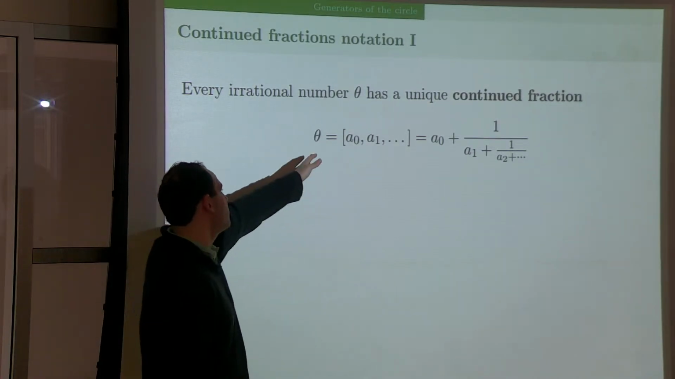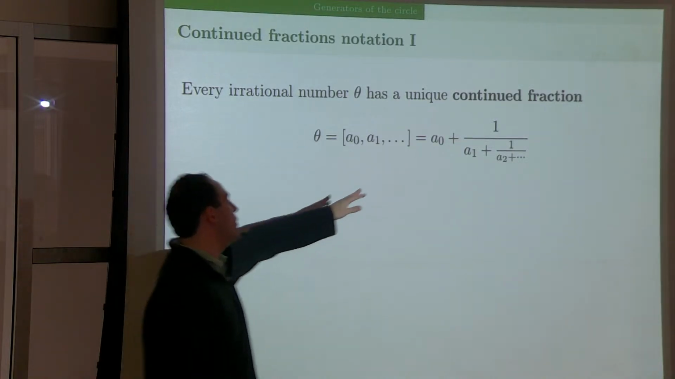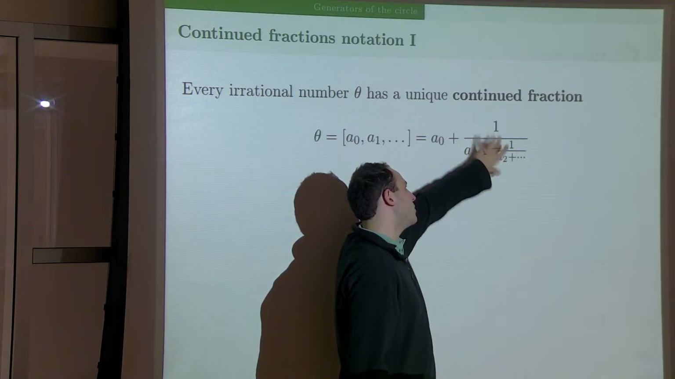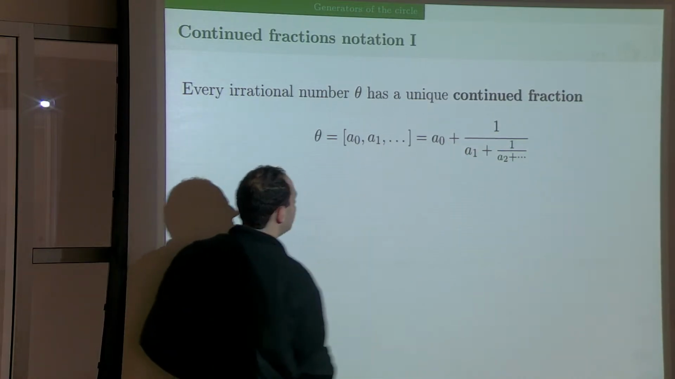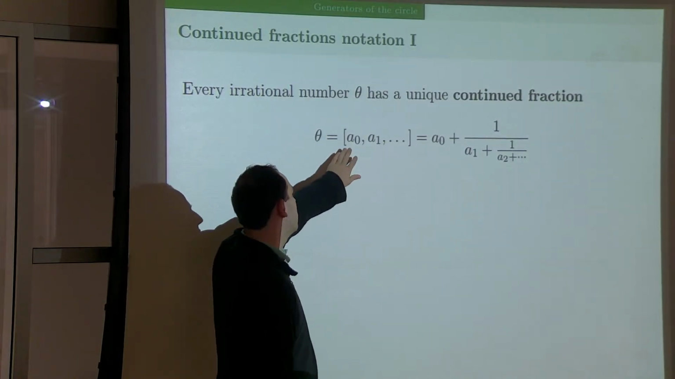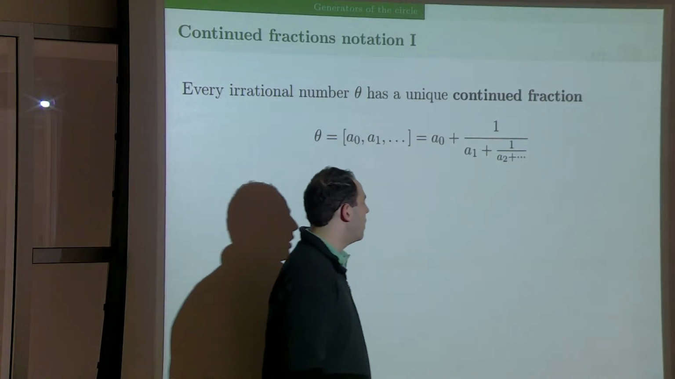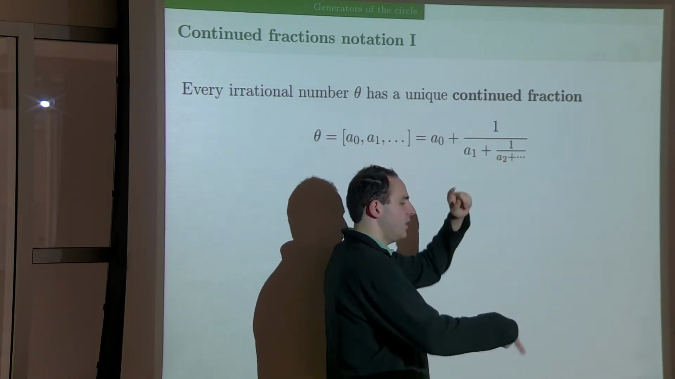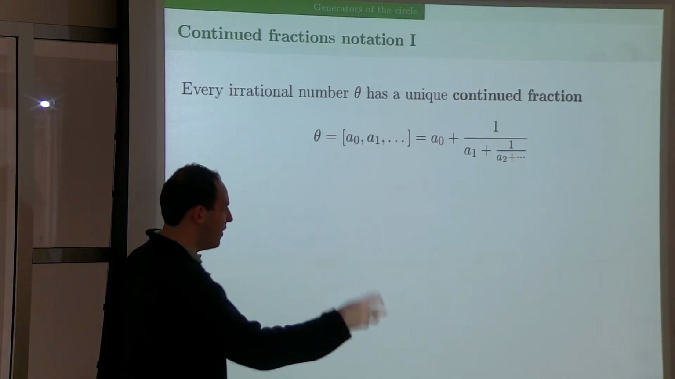And the way you find this is you take your theta, maybe it's a number bigger than 1, maybe it's not, but you take the integer part, and then you take the fractional part, which is going to be captured by the 1 over everything else. Sorry, I should specify that all these a's are integers. These are all positive integers, or this first one can be 0, and then the others have to be positive. And then we've got the fractional part. In the fractional part, we just invert it and then do the continued fraction process. So we look at the integer part and then iterate.